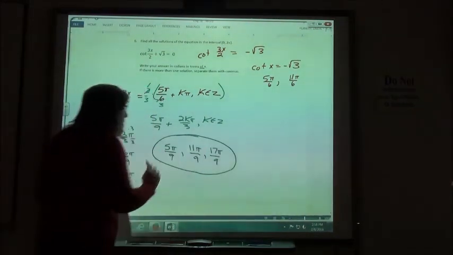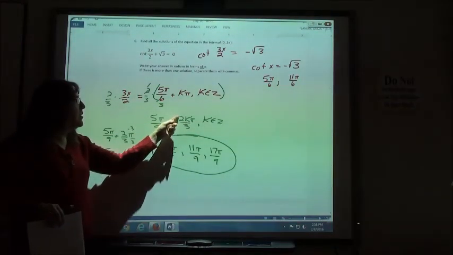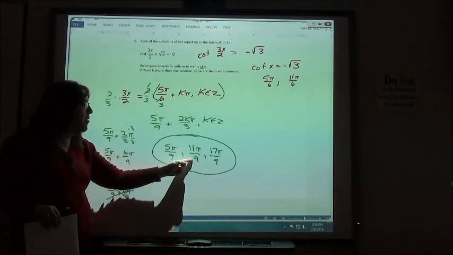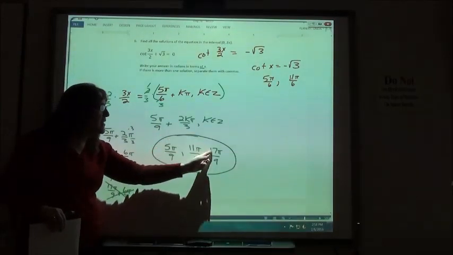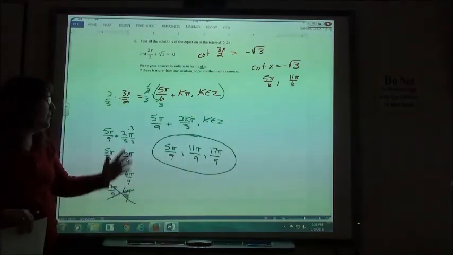So those are going to be my 3 answers that end up being between 0 and 2 pi. So I had 5 pi over 9, plus 2/3 gave me 11 pi over 9, plus another 2/3 gave me 17 pi over 9, plus another 2/3 is too big. So I was done.